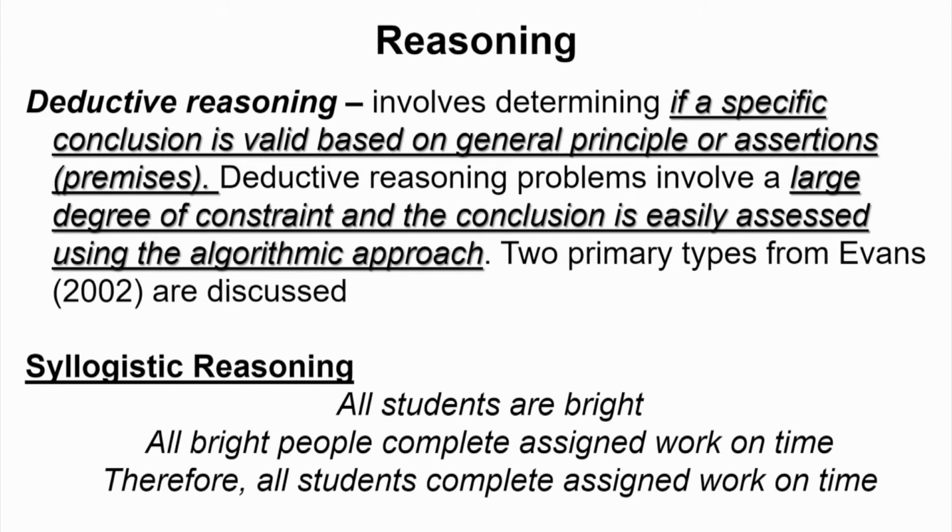So, what is deductive reasoning? Deductive reasoning is very simple. It involves determining if a specific conclusion is valid based on general principles, assertions or premises. So, basically there are certain premises which have been given. Now, when I say valid, a valid statement may not be true, right.